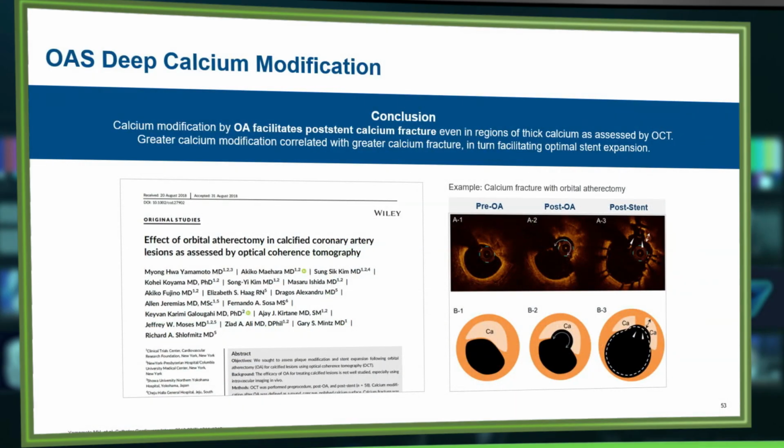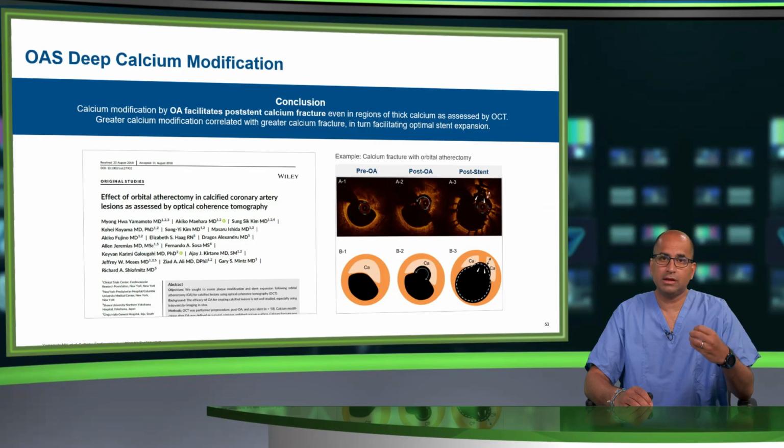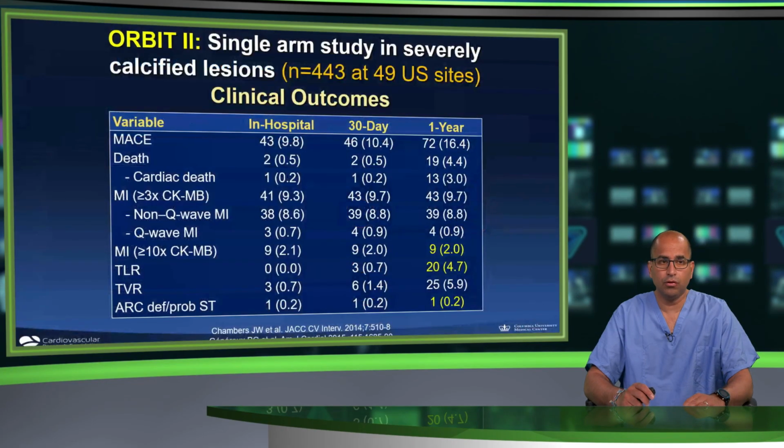Now, in terms of deep calcium modification and eccentric calcium, this is a paper that we published, again from St. Francis, collaborating with CRF in Columbia. What you basically show is that you will get modification with this OAS device that effectively gets modification of thick calcium and gets you a larger lumen even when it's eccentric. So that's another facet of the device too.